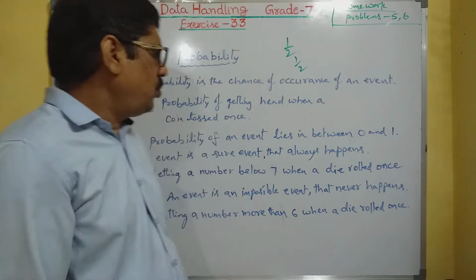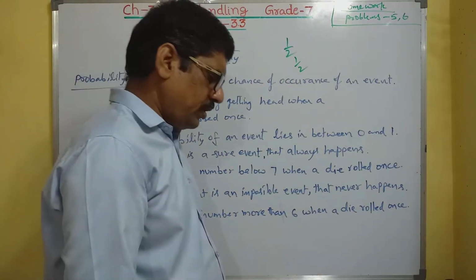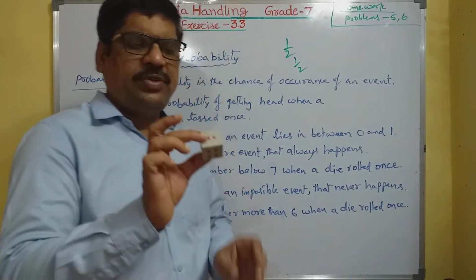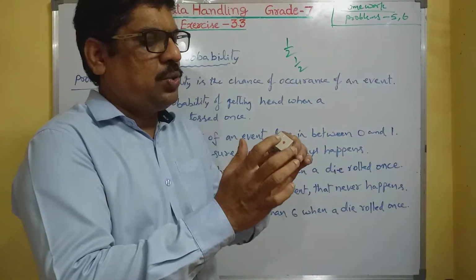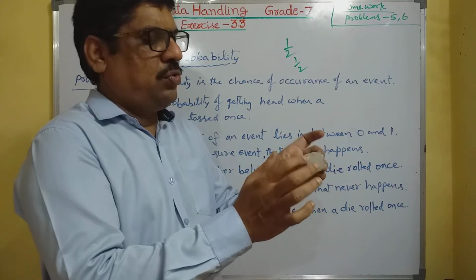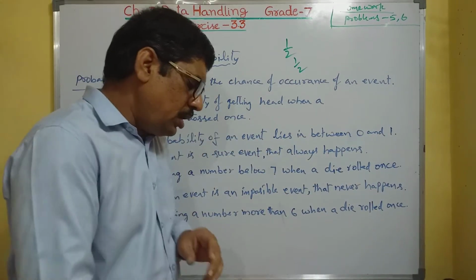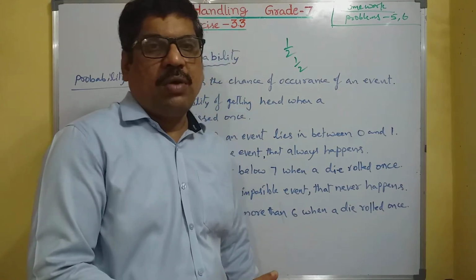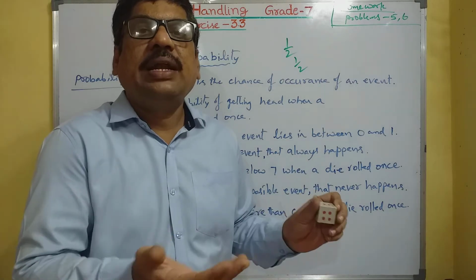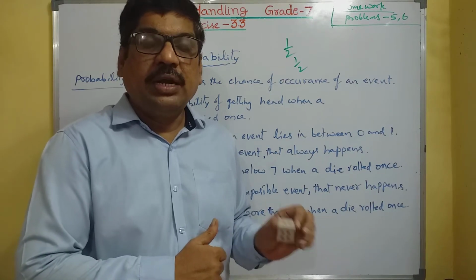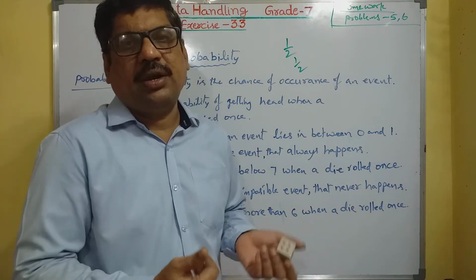Okay? So here I have given one example. Getting a number below 7 when a die is rolled once. Have you ever seen a die? This is a die. It has different dots on each surface. 1 dot, 2 dots, 3 dots, 4 dots, 5 dots and 6 dots. If you roll it on the table, you may get any number out of those 6 dots. So we can't tell the outcome exactly in advance. That is called random, in a random experiment. Random means we can't tell the result in advance.